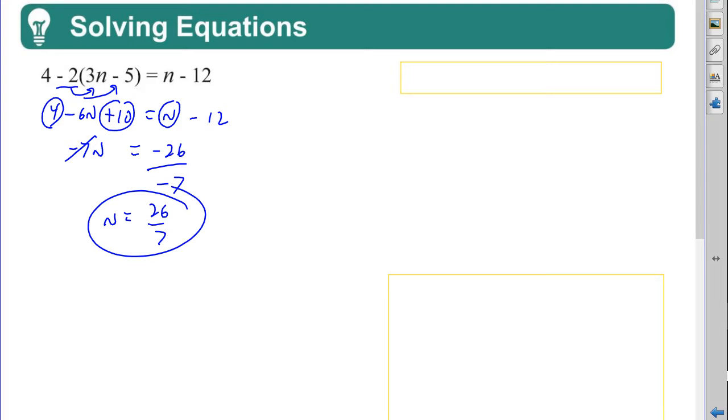Remember, distribute where you need to, get all your variables on one side, things added, move by adding their opposite, things multiplied, multiplying by the reciprocal, or you can divide.